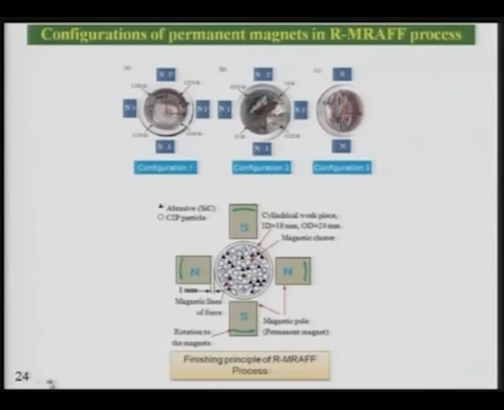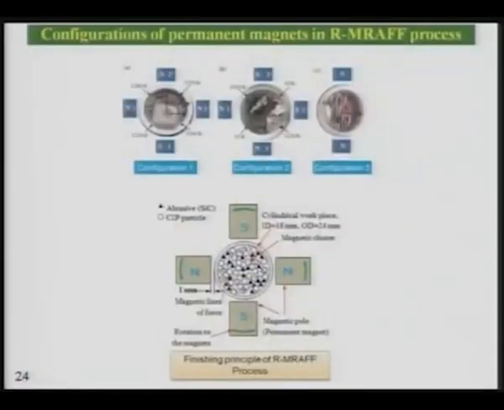You can see here a schematic diagram, the finishing principle of the RMRF process. Now what is happening in the RMRF process compared to the MRF process? In the MRF process, electromagnets or permanent magnets were fixed. So there was only axial motion of the medium due to the hydraulic upper cylinder or piston and the hydraulic bottom piston. Here, these four magnets are rotated as shown by the green color arrows, and there are magnetic clusters being formed.